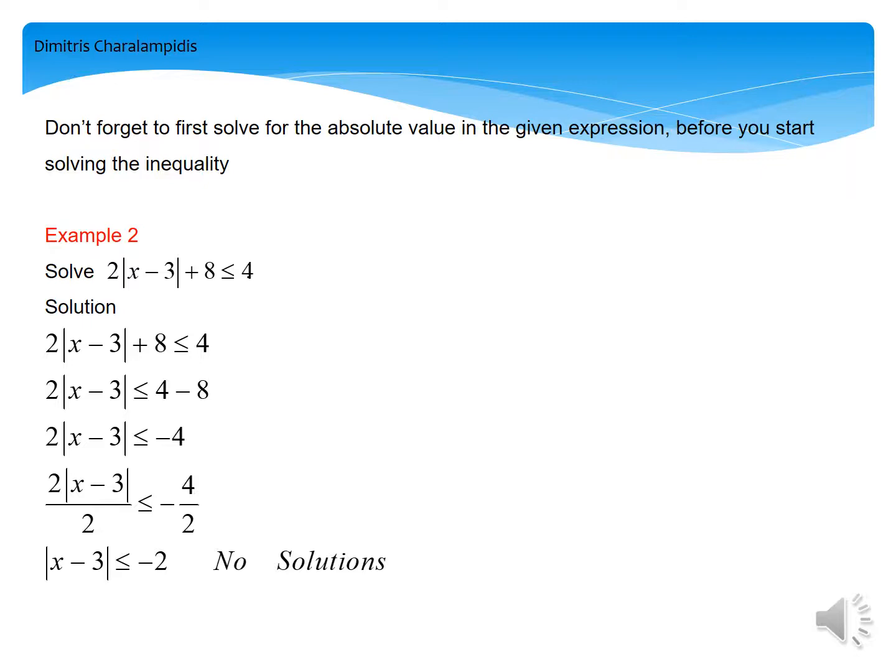In this case, we would write that 2 times the absolute value of x minus 3 is smaller or equal than 4 minus 8, which is equal to negative 4. And then by dividing both sides by 2, we would get that the absolute value of x minus 3 is smaller or equal than negative 2, which of course is an inequality at which we have an absolute value smaller than a negative number, which, according to what we mentioned earlier, will have no solutions.